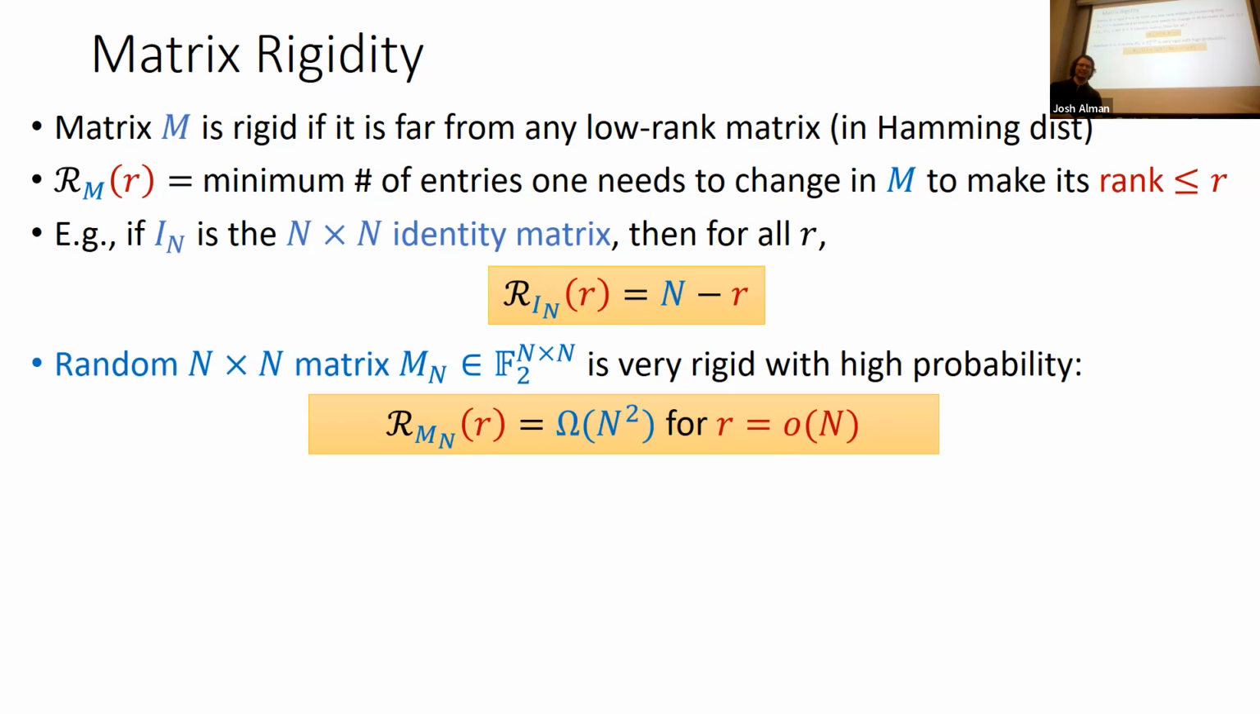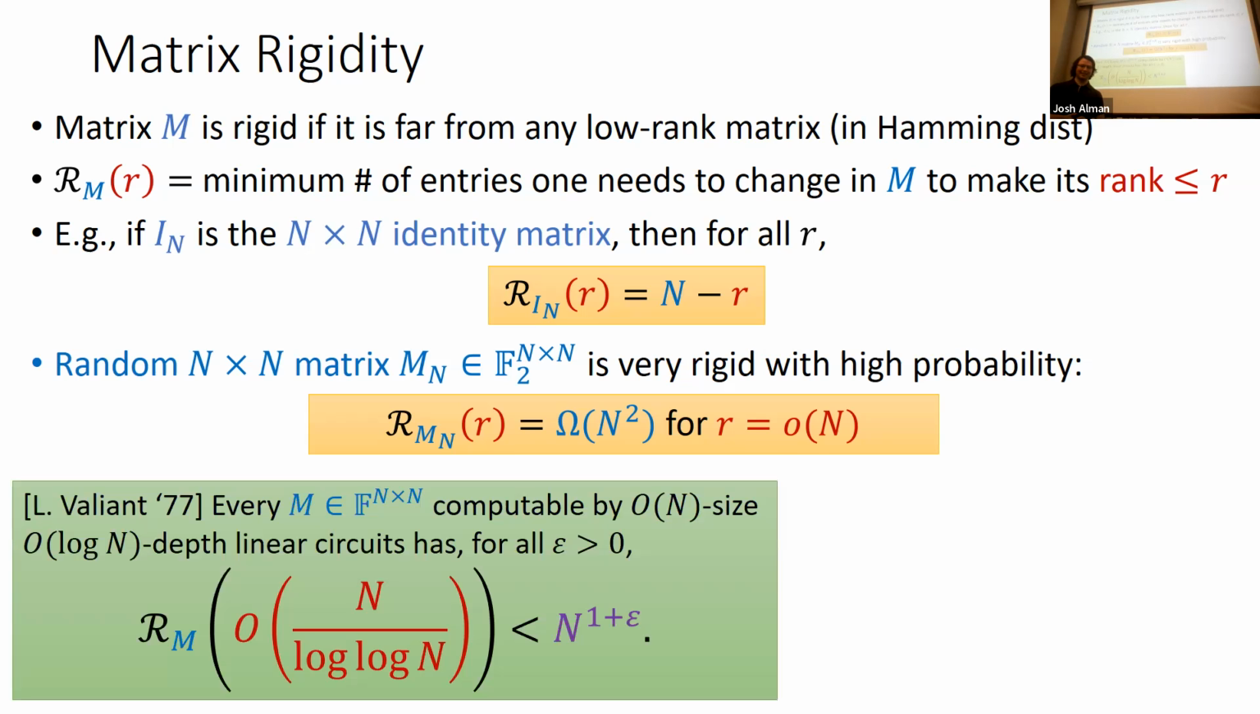Rigidity was introduced in the 70s by Leslie Valiant. And he actually introduced it as a way to try to prove lower bounds for these linear circuits that we've been talking about. So what he showed is that if you have any matrix and it's computable by a really small circuit, a linear size log depth circuit, then that means that matrix is not too rigid. For some parameters, you can change just n to the 1 plus epsilon entries to make its rank really sublinear. So he showed any matrix that's computed by a linear size log depth circuit is not too rigid.